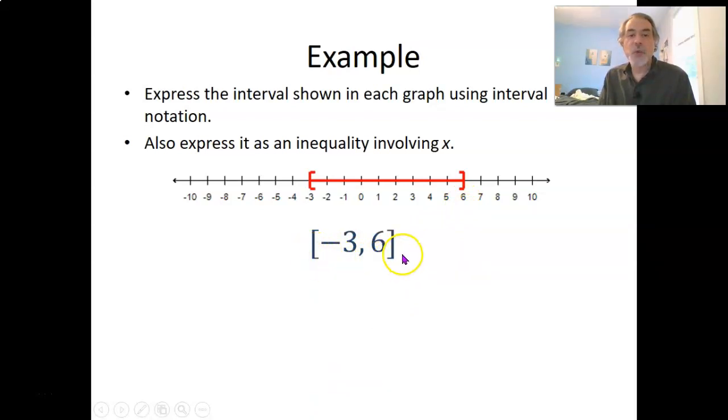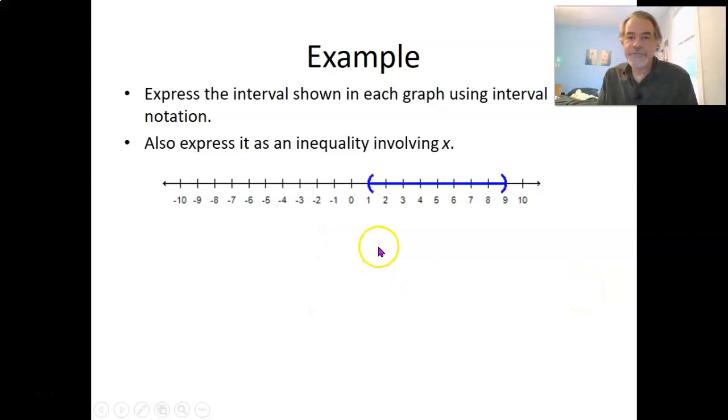And we use square brackets just like what shows on the graph. We call that a closed interval. It includes the -3 and the 6 as well as all the numbers in between. So we can write it like this. X is between -3 and 6. So we have -3 less than or equal to x less than or equal to 6.